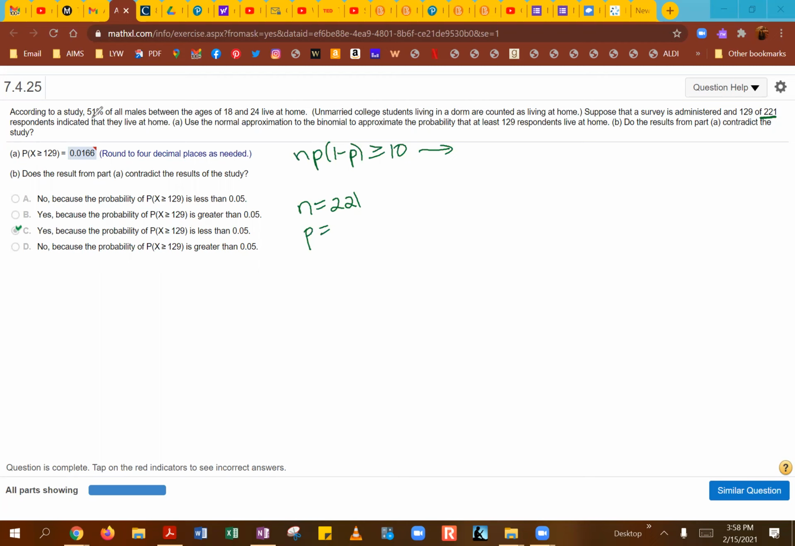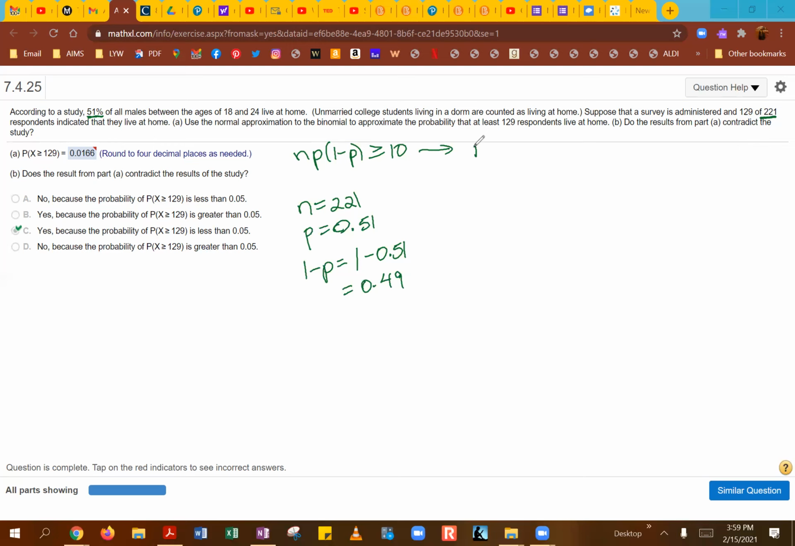Probability, they're of course telling us, according to the study, 51% of all males between ages of 18 and 24 live at home. So as a decimal, that probability will end up becoming 0.51, which means if you did 1 minus p, that would be 1 minus 0.51, which, of course, will come out to be 0.49.